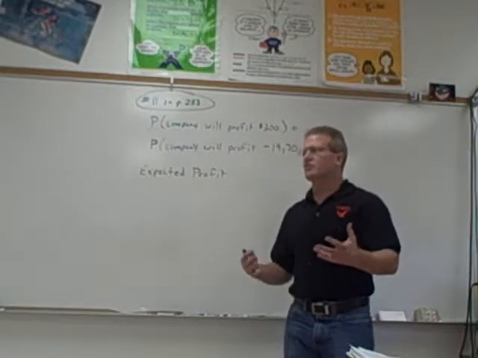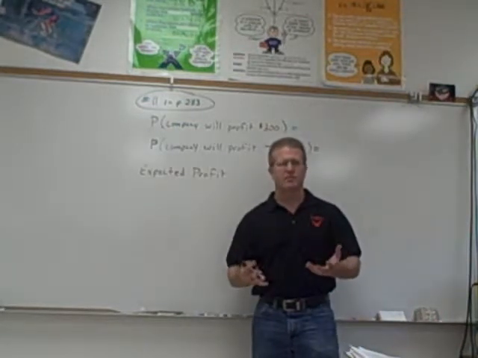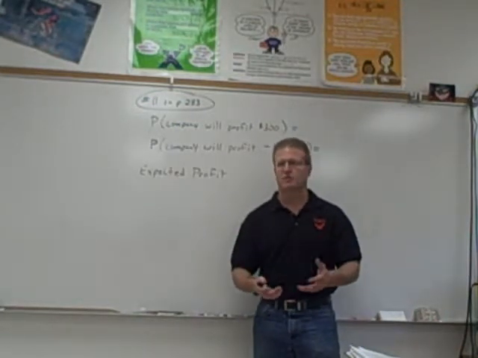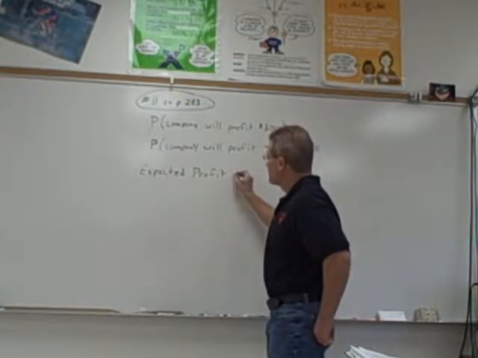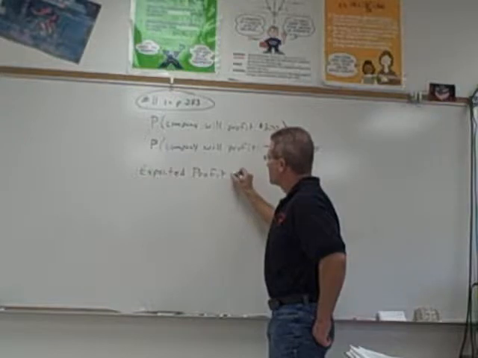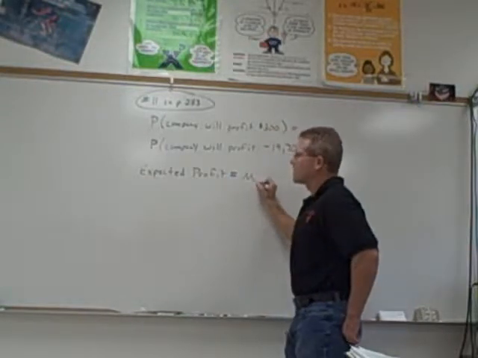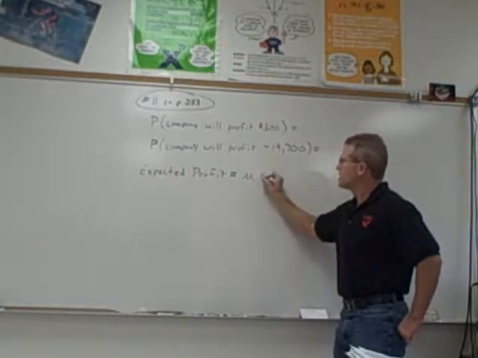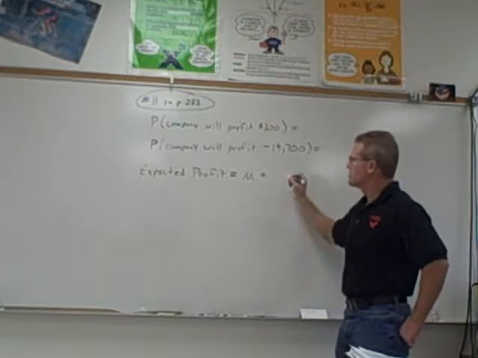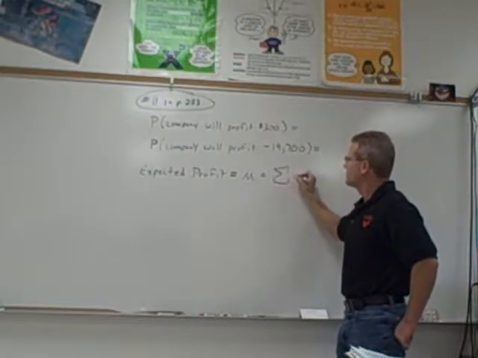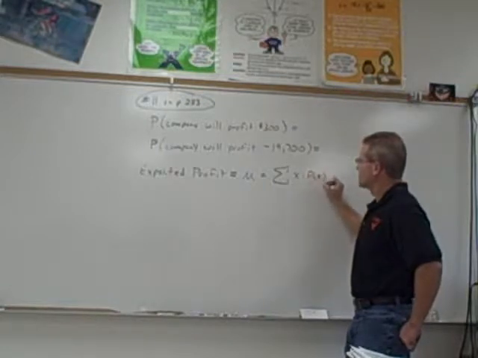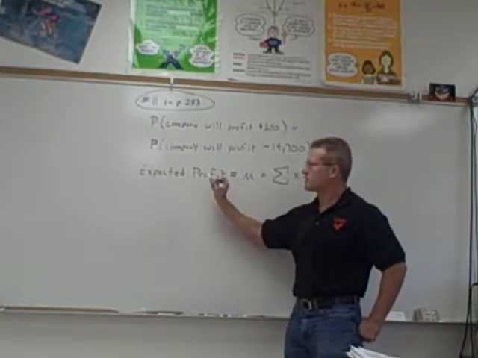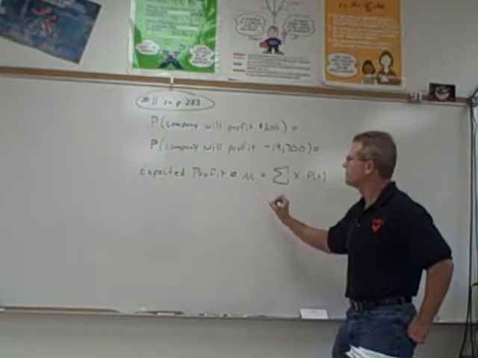So what we're trying to figure out is, on average, how much profit is this company going to make on an insurance policy? So we're trying to find the expected profit, which would be the same as the mean profit. We're going to use the same formula that we've been using for mean, which is the sum of your outcome, x, times your probability. So expected value has the same formula as mean.